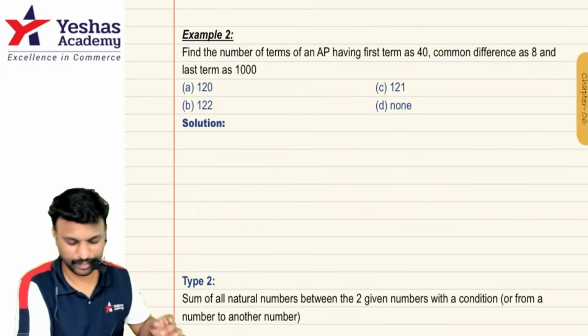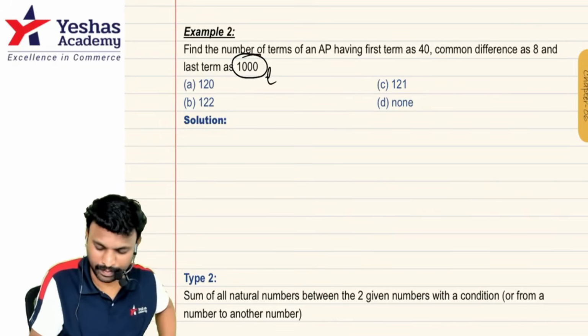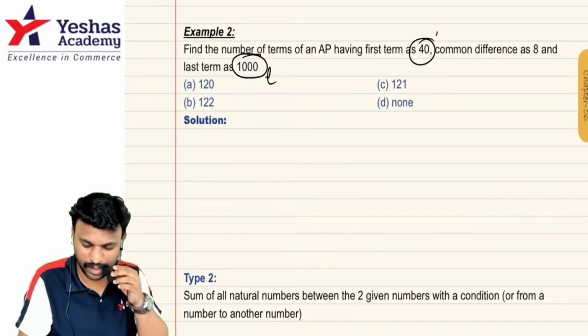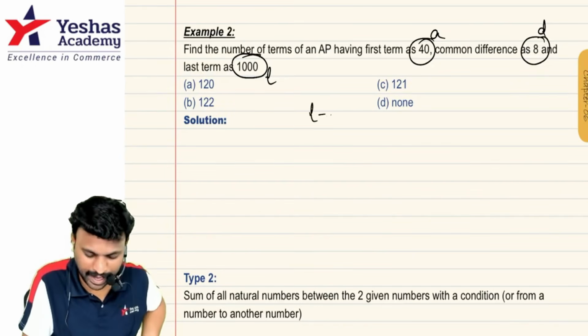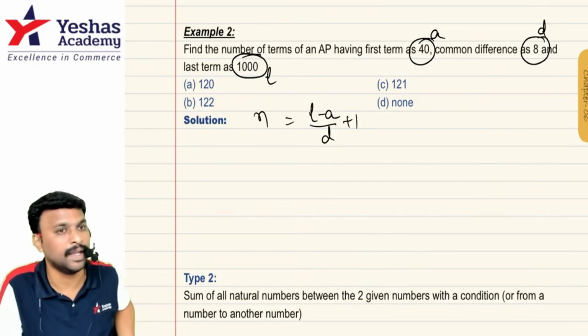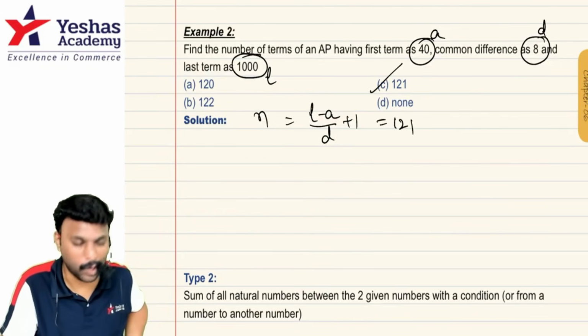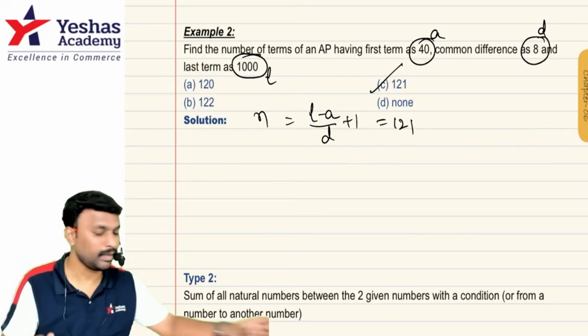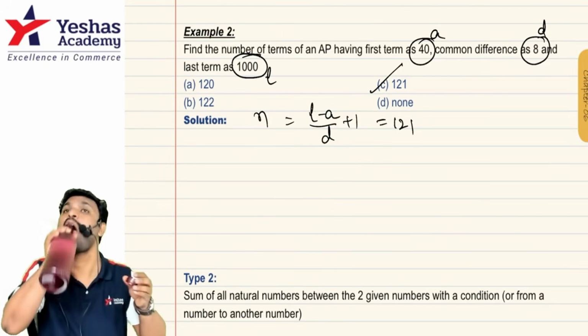Solve this now. What is 1000 in the question? Last term. What is 40 in the question? And what is 8? Common difference. Compute L minus A by D plus 1, which is the number of terms. How much? 121. Option C. Online students, clear?